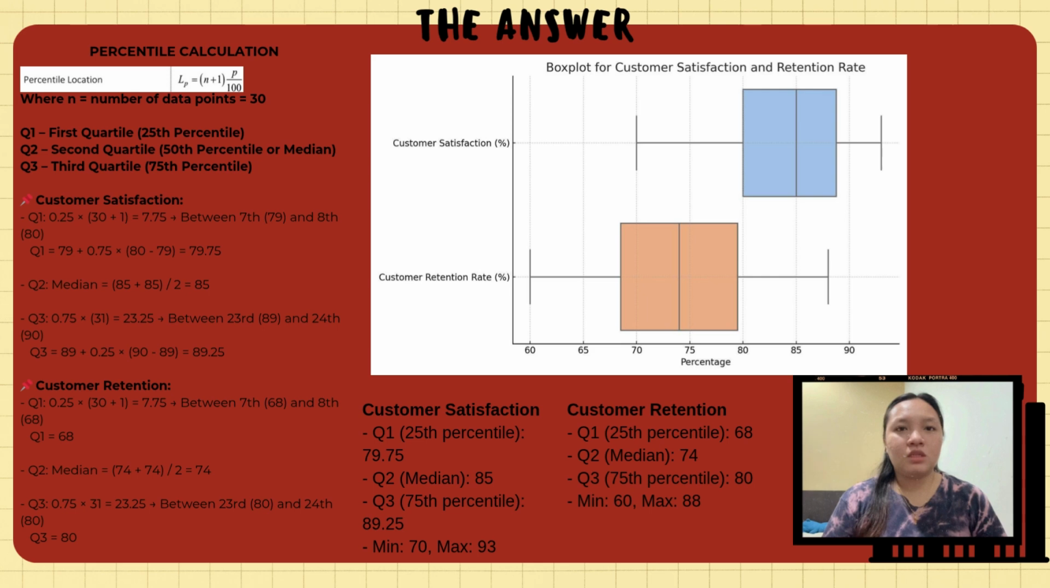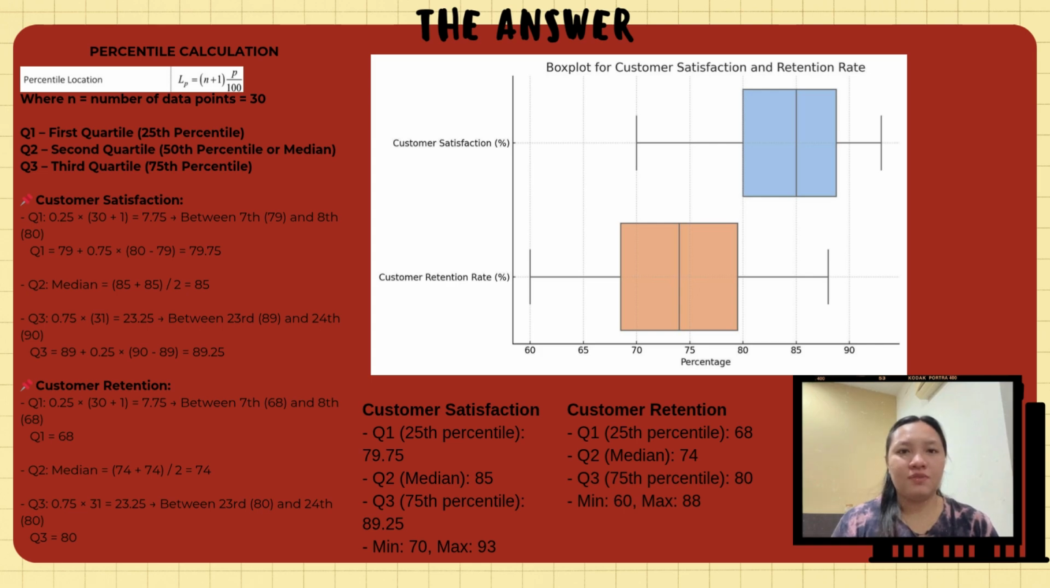Now we'll move on to part 3 of our analysis, which focuses on percentiles and box plots for two key metrics, customer satisfaction and customer retention. To begin, we calculate the 25th percentile as Q1, the 50th percentile as Q2, also known as the median, and the 75th percentile as Q3 for each dataset. These quartiles help us understand how the data is distributed, especially how it spreads from the lower values to the upper values.